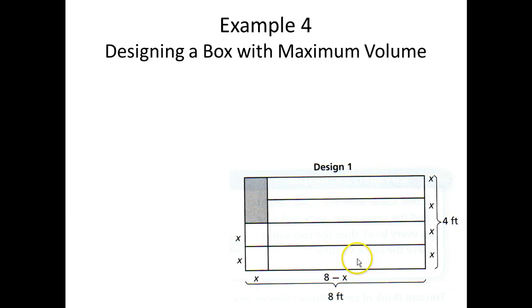So if we look at this first design here, this is our piece of plywood that's 4 by 8, okay, and we're making the box so that it has 4 congruent rectangles for the top, the bottom, the front, and the back of the box. And these 2 squares here will end up being the ends of our box.